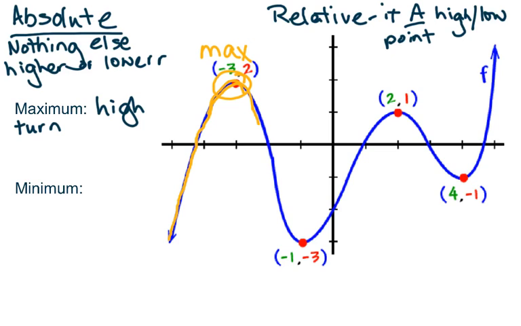Okay, I'm going to continue to follow it. And boom, I turned again. And I turned up. This is a minimum. I'm going to keep following. Keep following. I turn. And I turned down, so it is a maximum because it's a high point. And I keep following, and boom, right there I turn again. But it's a lower point. It's a turn that goes back up, so it is a minimum.